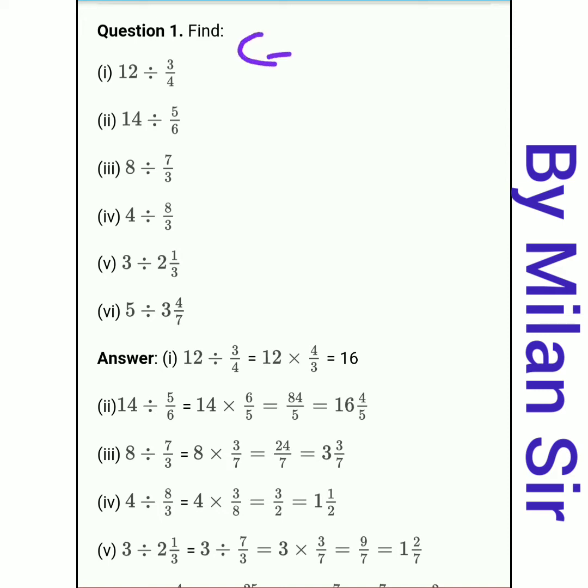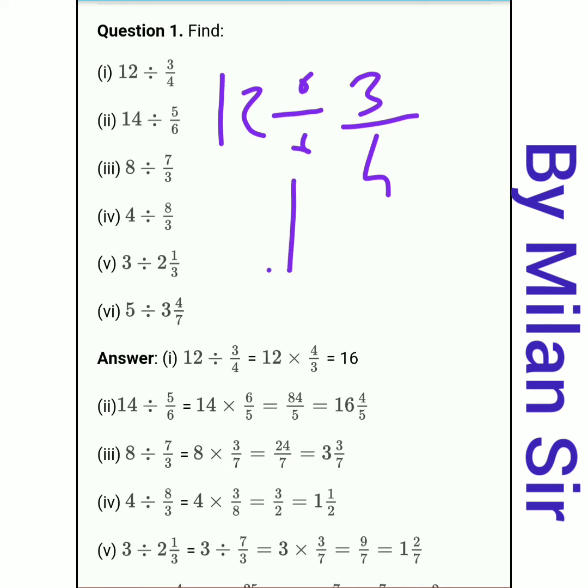So find, here we need to use the division process, right? Division is given. So first question, 12 divided by 3 by 4. So we already learn about multiplication process, right? Here it is the division of fractions. Okay, so we already know the multiplication process, so we can convert this division process into multiplication process.